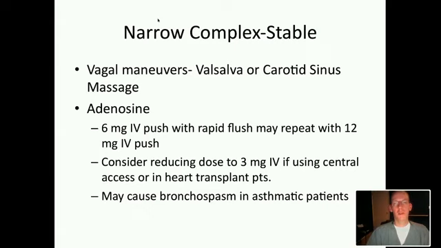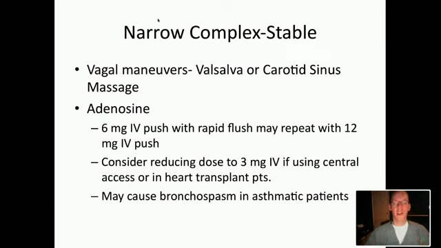So, things you can do in a narrow complex stable tachycardia. The fastest, and successful in about 20 to 30% of the time, will be vagal maneuvers. So what are vagal maneuvers? The Valsalva, where you have them take a deep breath in and then bear down against a closed glottis. Basically, hold their breath and bear down. This can be successful and causes a vagal stimulus, which may terminate the dysrhythmia.